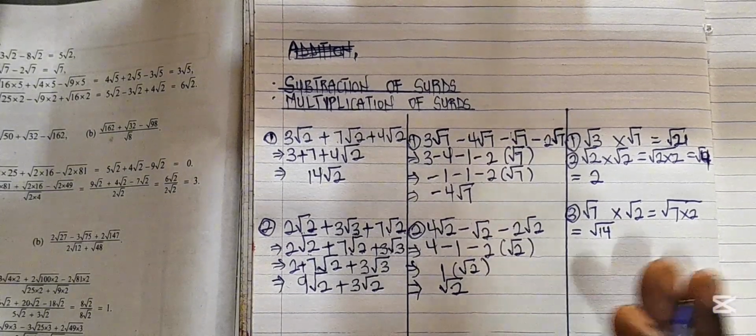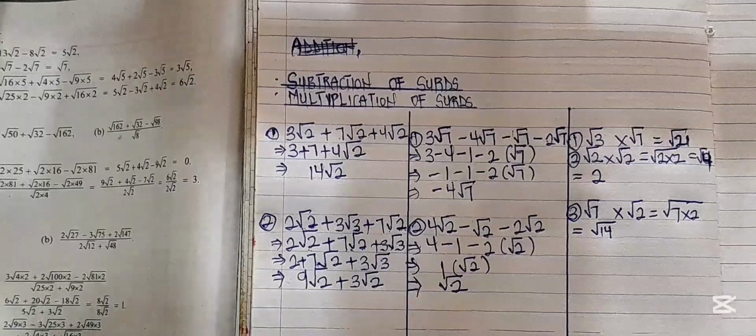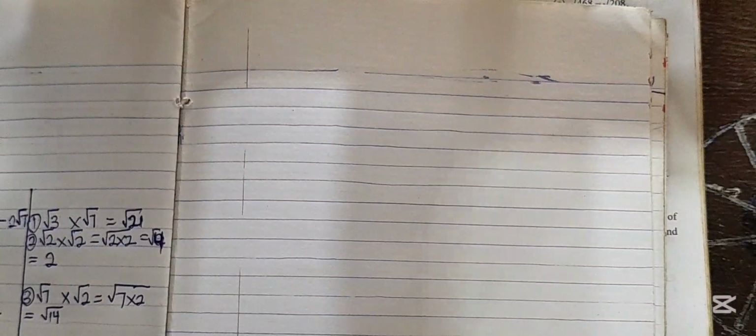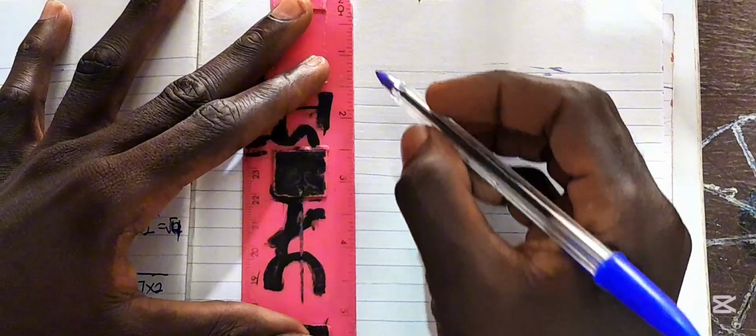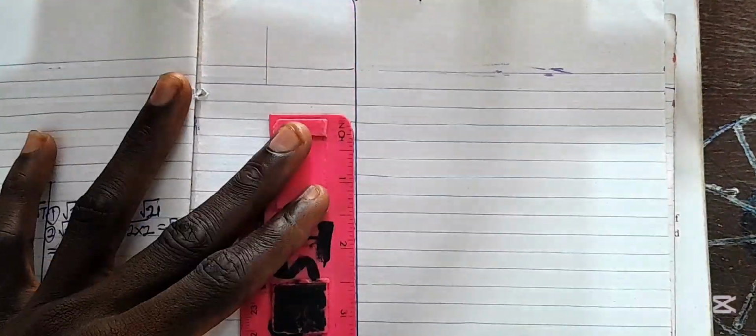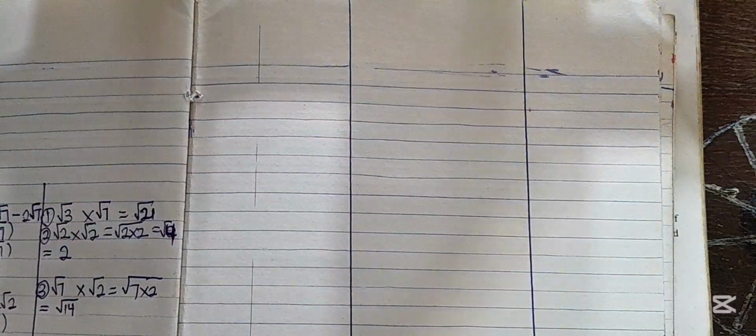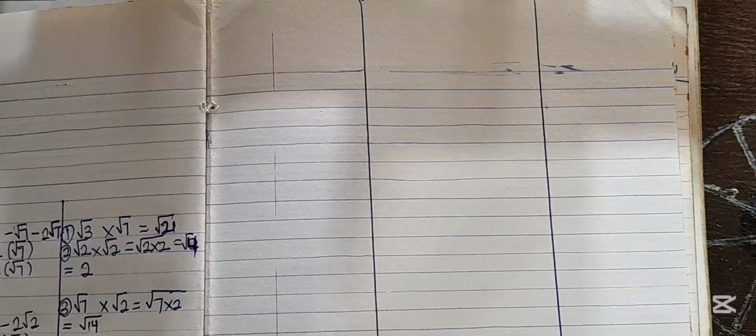Okay, now moving on, we are going to mix. Let's draw our line. We're going to mix the three different operations. That's going to be our next step now. That's the addition, then the subtraction, and also the multiplication.